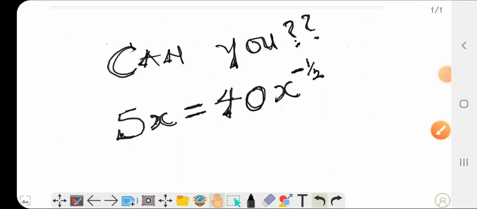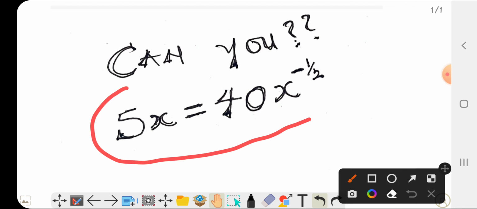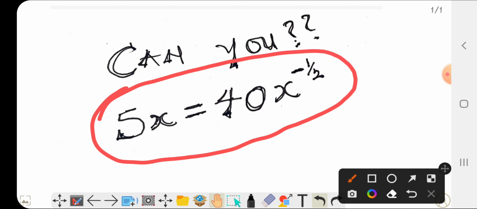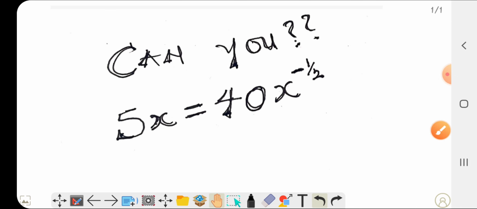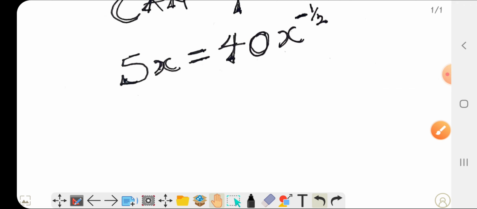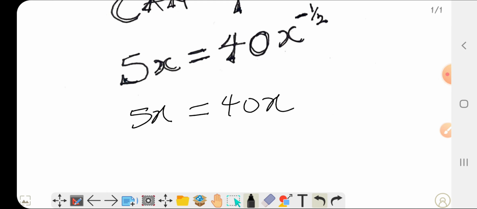Okay, let's take a look at how we can solve this indicial equation. So we have 5x equals 40x raised to the power minus 1 over 2. And take note, the power minus 1 over 2 is strictly for the x and not for the 40. So let's do it this way. Write out your 5x equals 40x raised to the power minus 1 over 2.